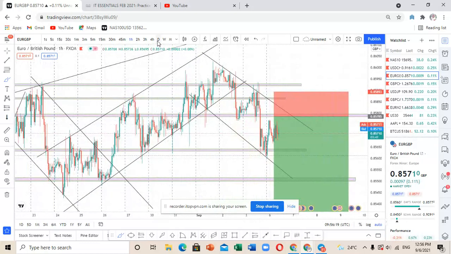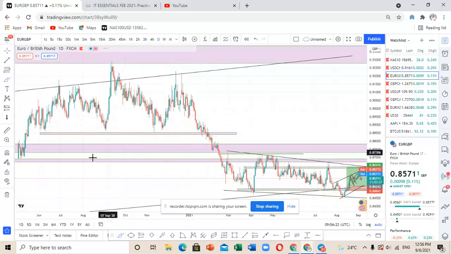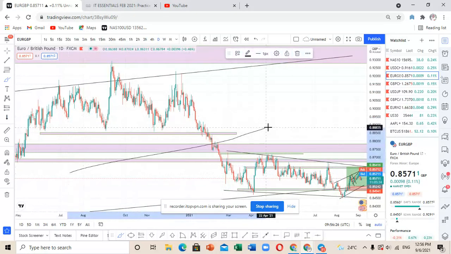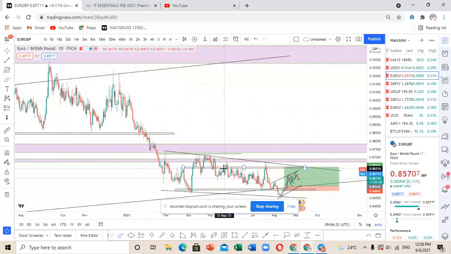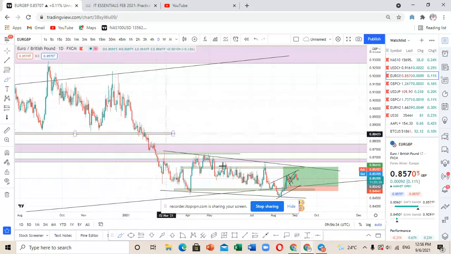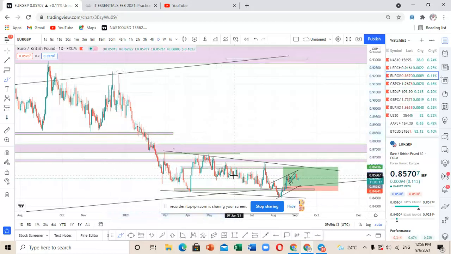So let us start off from the daily time frame. From the daily time frame, you can clearly see that this is an upward trend. So this is a move to the upside, a general move to the upside. And then we have been experiencing some downward movement after we had this third touch that is here.